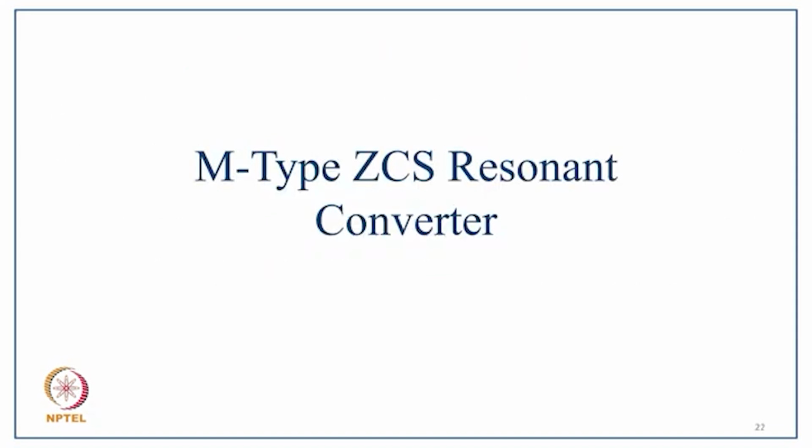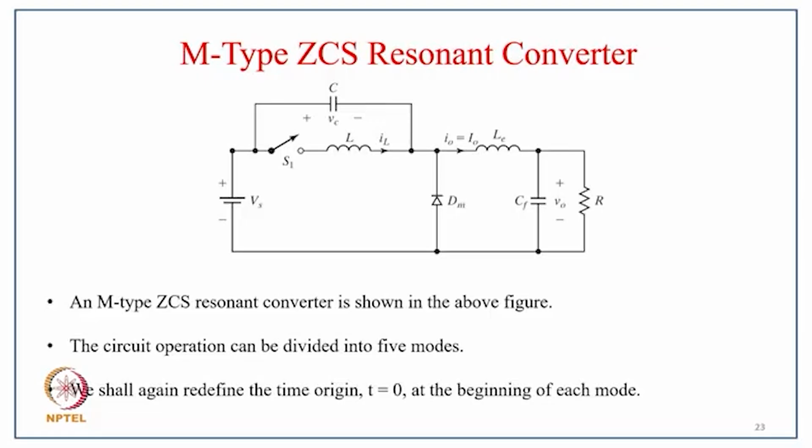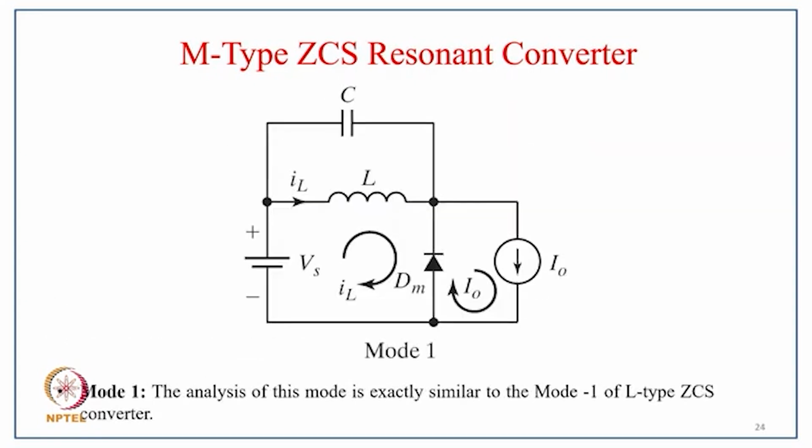Now coming to the M-type ZVS resonant converter. So you can see how, in case of M-type, the capacitor is connected in parallel with the device and switch inductor. That makes it an M-type resonant converter, followed by, of course, the freewheeling diode and the LC filter of the buck converter. So an M-type ZVS resonant converter is shown in the above figure, and the circuit operation can be divided again into 5 modes, where we define the time origin t equal to 0 at the beginning of each mode.